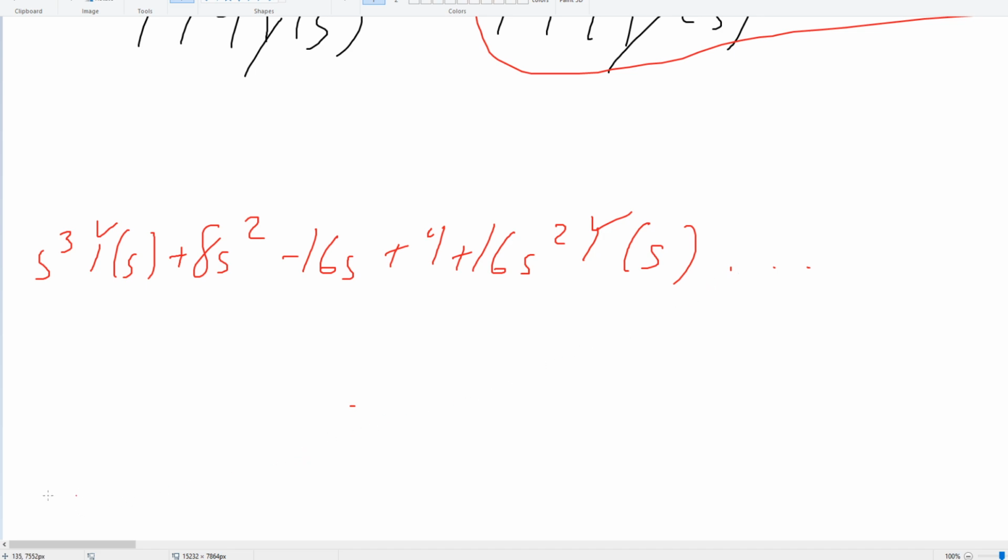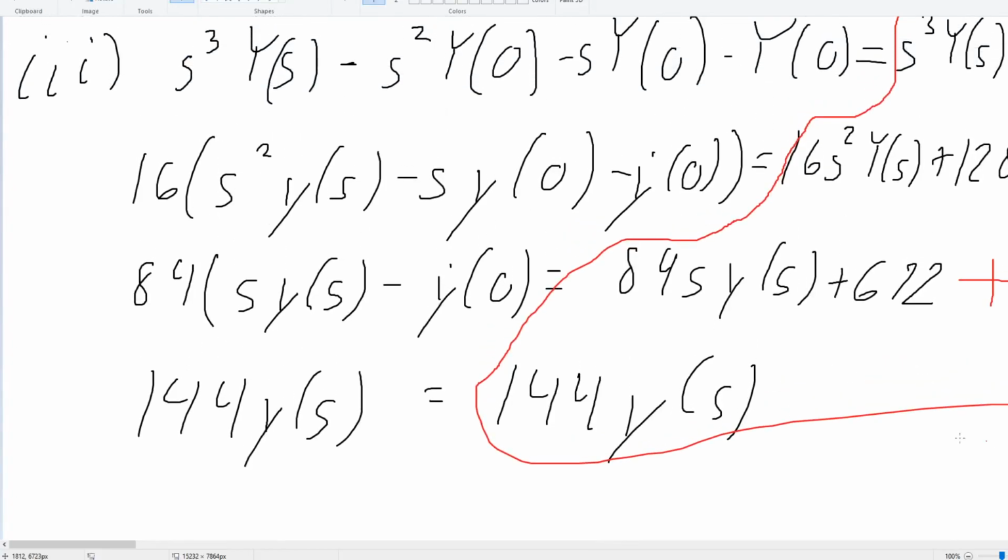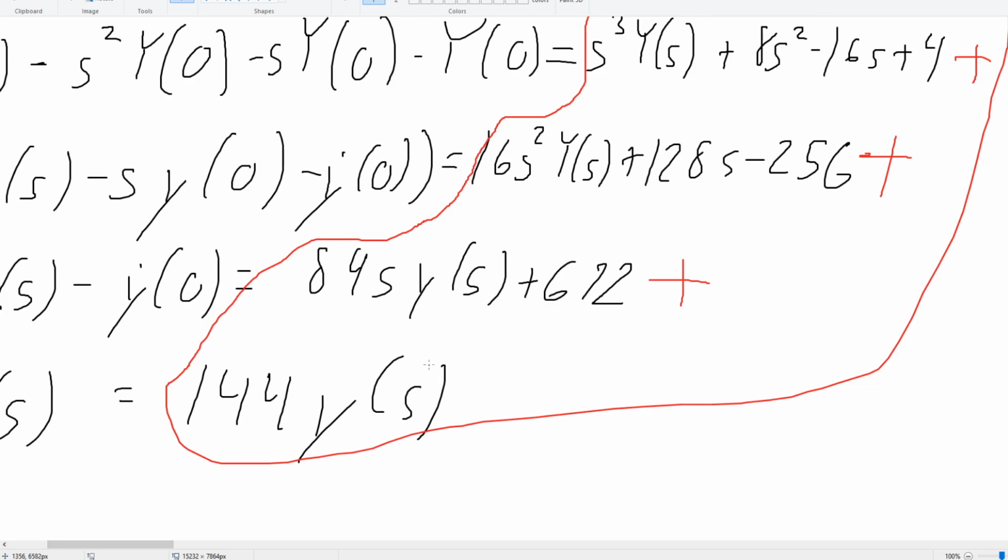So what I mean is here. When you have anything multiplied by a ys, take out the ys, and it's going to be s cubed plus 16s squared plus 84s plus 144. And this is very easy to see from this, because it's literally only the first part of every single equation. Just take out the ys there and put it all in one area.